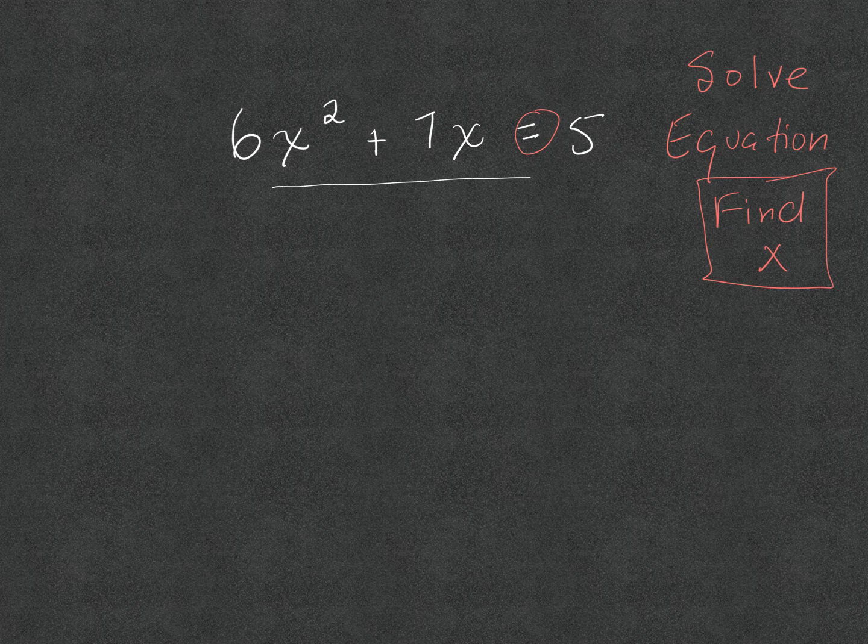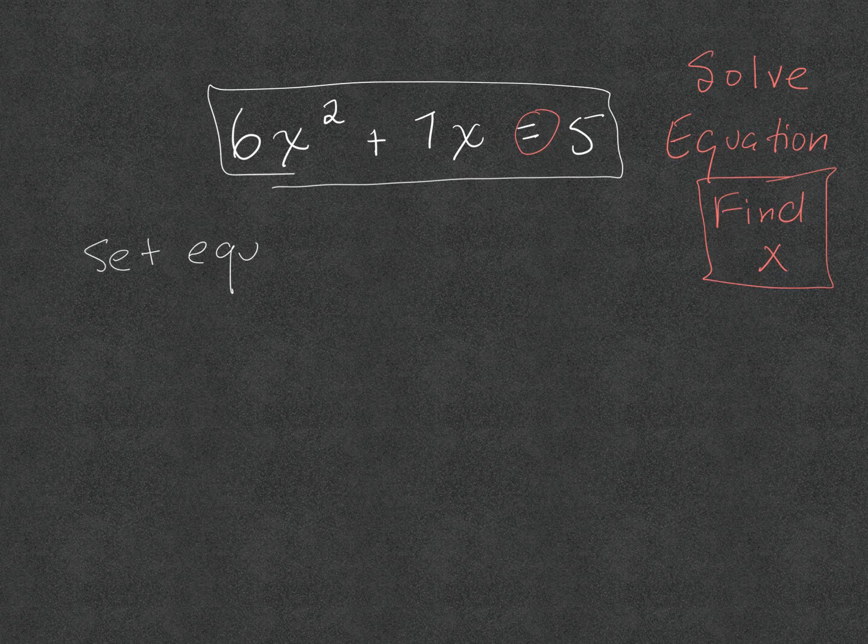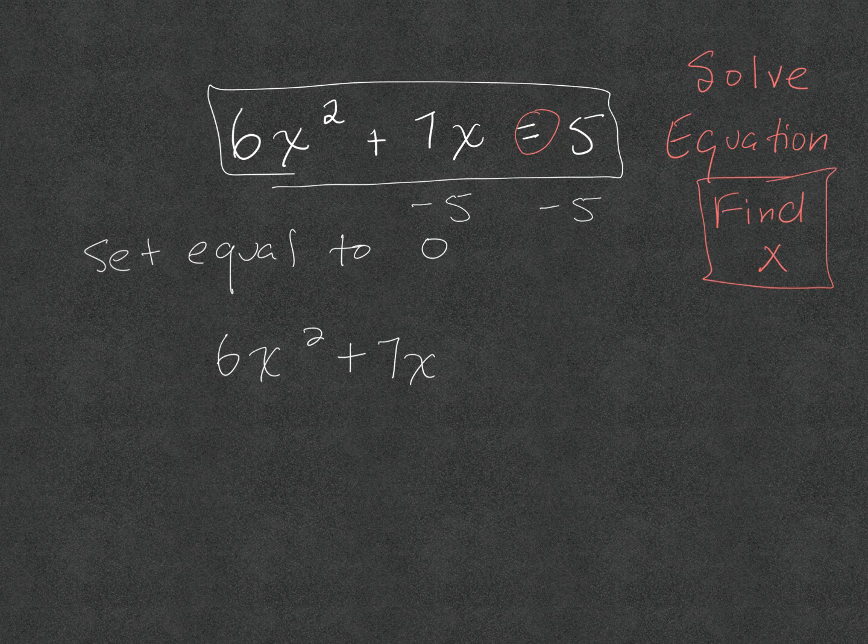When you see an equation like this, the first step is to set equal to 0. So that means that 6x squared plus 7x minus 5 on both sides, minus 5 is equal to 0. So that's the first step. Set equal to 0.